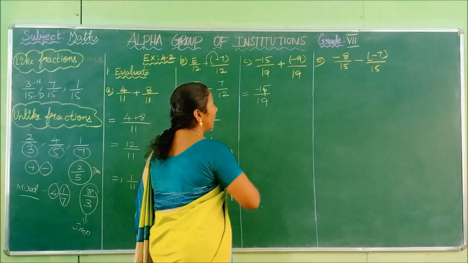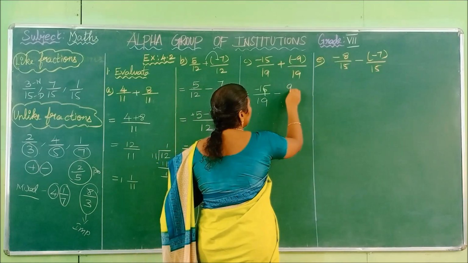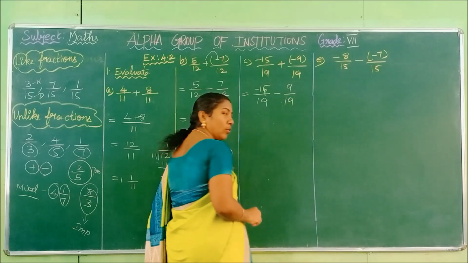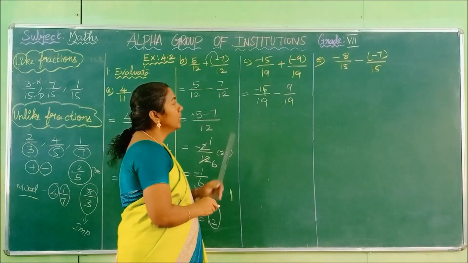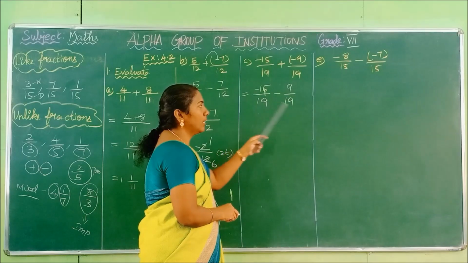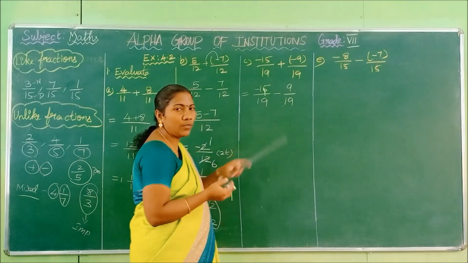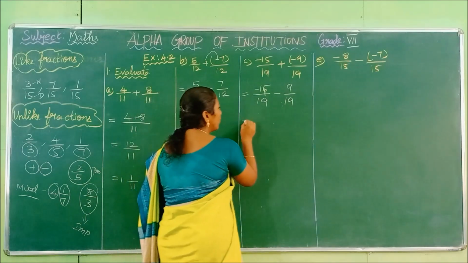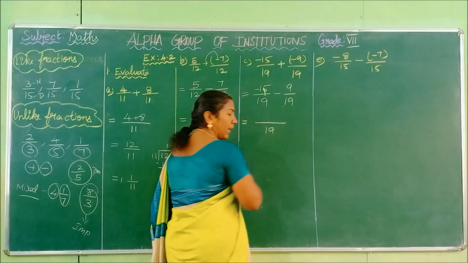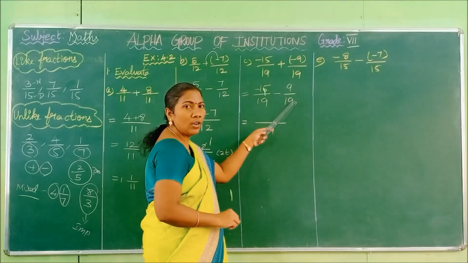So plus into minus, minus 9 by 19. Okay, this is the method you have to write. See here, the given two rational numbers are in the same denominator, so we can add or subtract. So write the denominator only one time. Next we are going to correct their numerators.